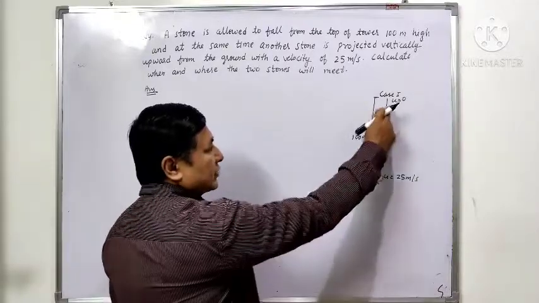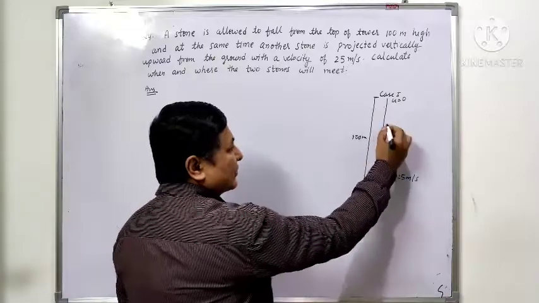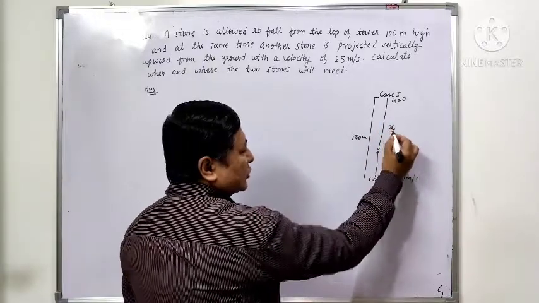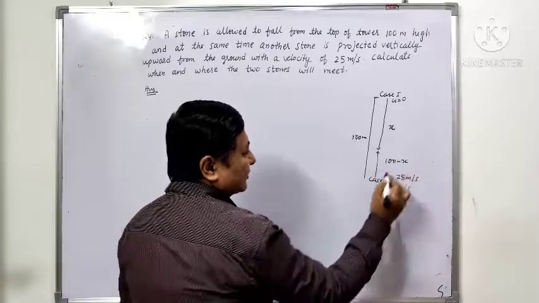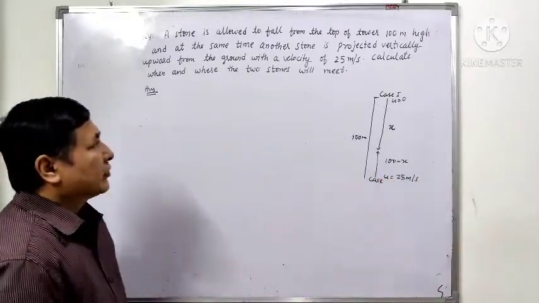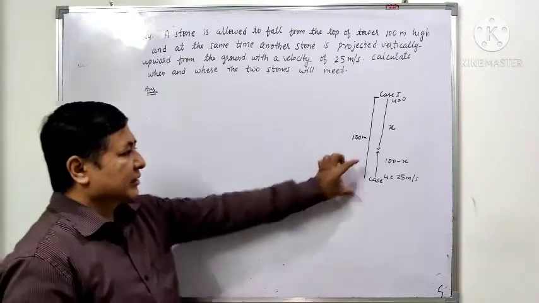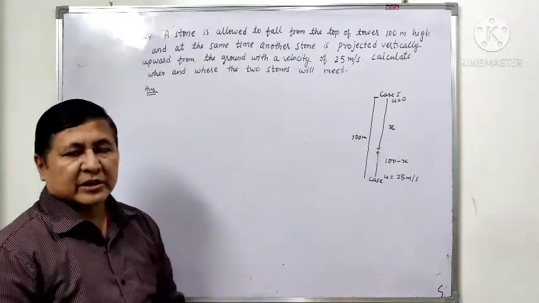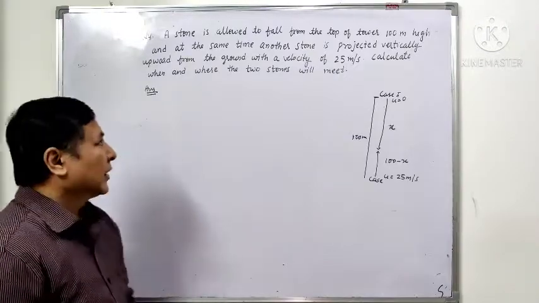Now let the stone which is coming from the top cover the distance of x meter. So this distance will be 100 minus x meter. Now we have to calculate when and where the two stones will meet. That means we have to find this distance where the stones are meeting, and also calculate the time when they are going to meet.